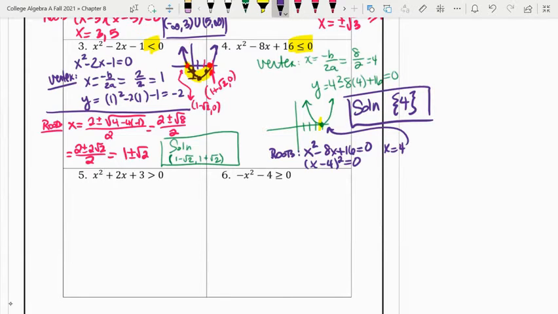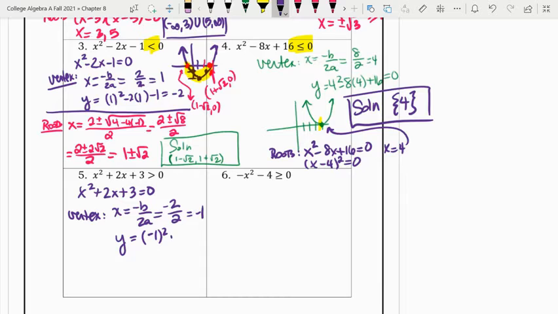X squared plus 2x plus 3 greater than 0. So let's set it equal to 0 first. So x squared plus 2x plus 3 equals 0. So my vertex is x equals negative b over 2a. So negative 2 over 2, which gives me negative 1. My y is negative 1 squared plus 2 times negative 1 plus 3. 1 minus 2 is negative 1 plus 3 gives me 2. So if I sketch this, my vertex is over or back 1 up 2. My y-intercept is 3, so over here.